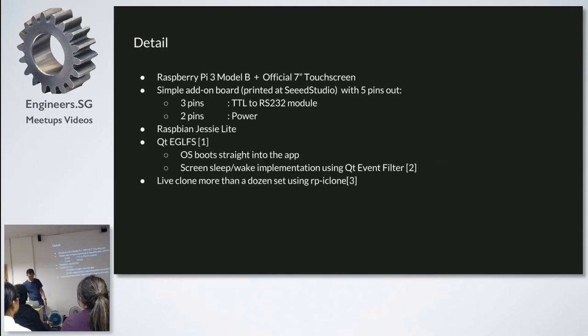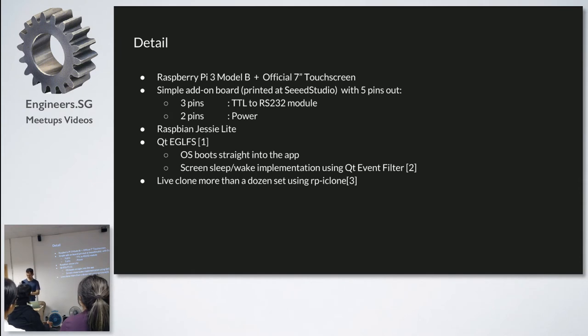So the detail, I'm using a Raspberry Pi 3 Model B plus the official touchscreen. These are from Element 14, the 7-inch touchscreen. And to be able to directly control the video switcher using an RS-232 cable, I actually created a simple PCB board that translates the TTL to RS-232 using a SparkFun module.